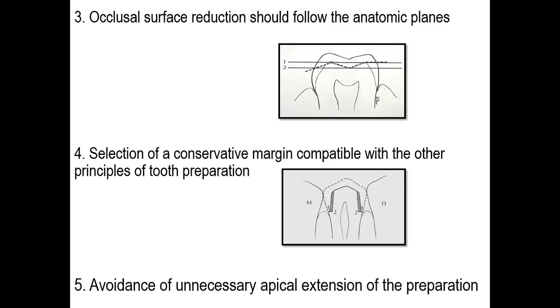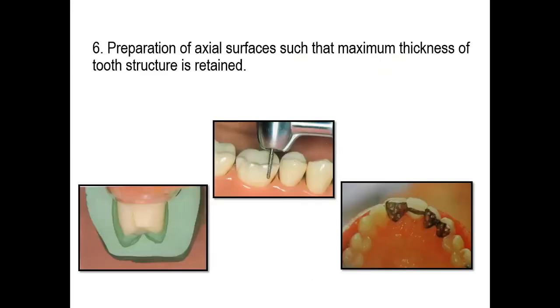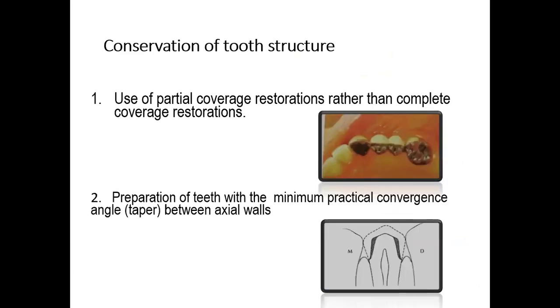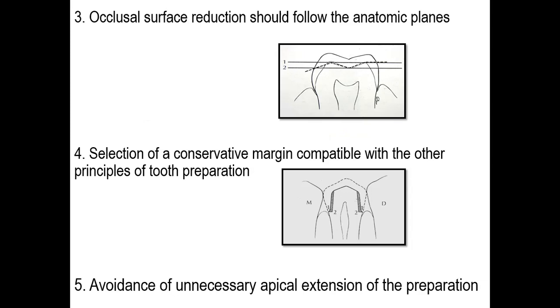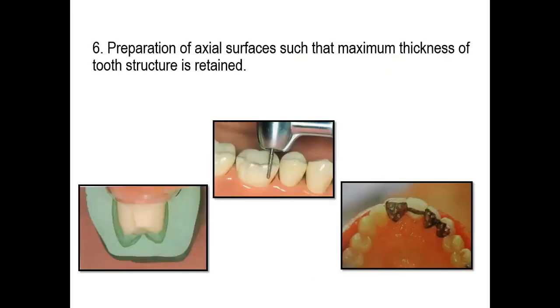So, the next point is avoidance of unnecessary apical extension of the preparation. Next is preparation of axial surfaces such that maximum thickness of the tooth structure is retained. So these are the guidelines for conservation of tooth structure: use of partial coverage restoration rather than complete coverage restoration, preparation of teeth with minimal taper, occlusal surface reduction following the anatomic plane, selection of a conservative margin, avoidance of unnecessary apical extension of the preparation, and preparation of axial surfaces such that maximum thickness of the tooth structure is retained.